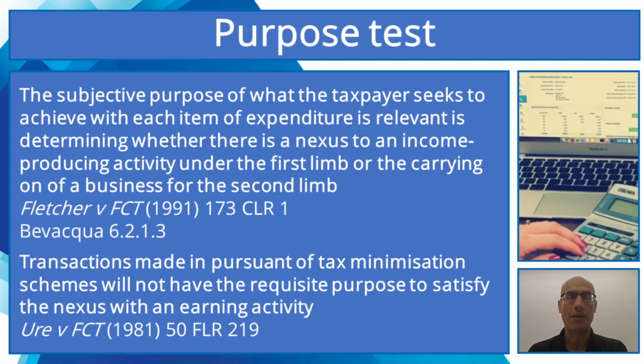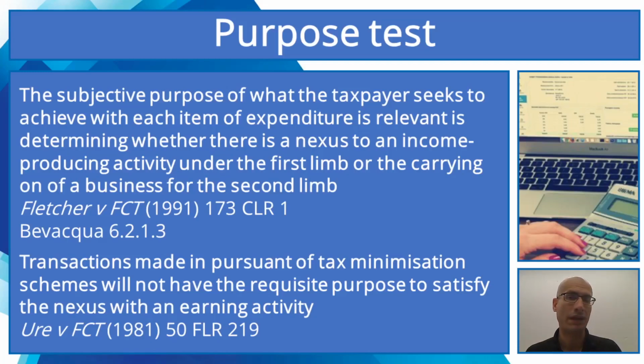The third test that the courts use to determine whether or not a particular outgoing has a nexus to either an income earning activity or carrying on a business is actually the intent of the taxpayer themselves. So in most areas of law, we use a reasonable person test, an objective test. What would a reasonable person have done in this particular set of circumstances? However, in some situations, and this being one of them, the courts actually look at the subjective intention, so the mind of the actual taxpayer themselves, when looking at what they are actually intending with the particular outlay.